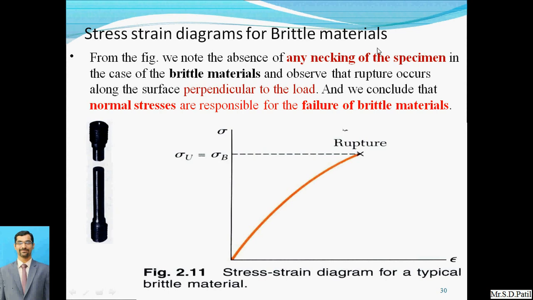So this is the stress strain diagram, and for cast iron also you get this kind of diagram. The stress just keeps increasing and then the fracture occurs directly. So no necking of the specimen is noted in the case of brittle material. The neck formation will not be there; the failure occurs directly at that portion or area.